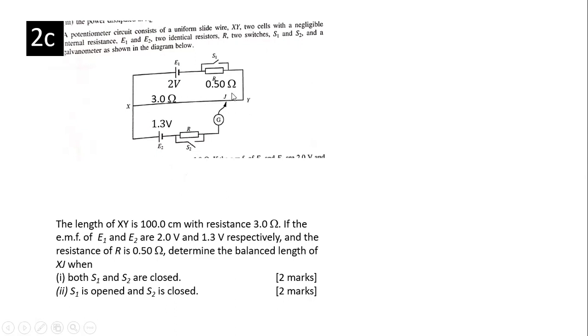The length of XY is 100 cm, the resistors are 3 ohm. If the EMFs E1 and E2 are 2 and 1.3 respectively, and the resistance R is 0.5 ohm, determine the balance length of XJ. What do I do? Yeah, what do I do?